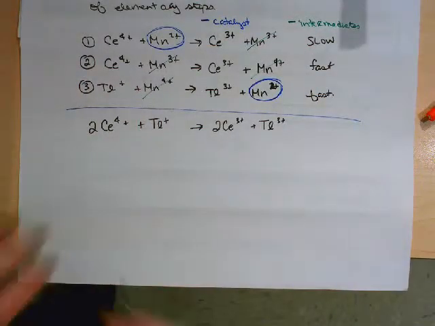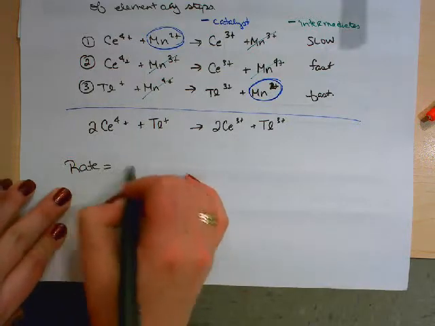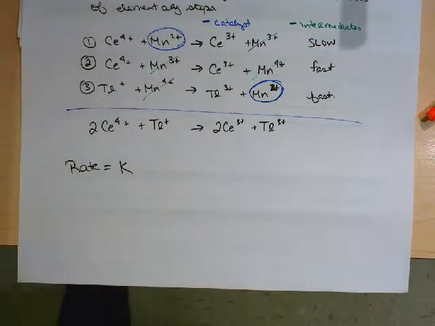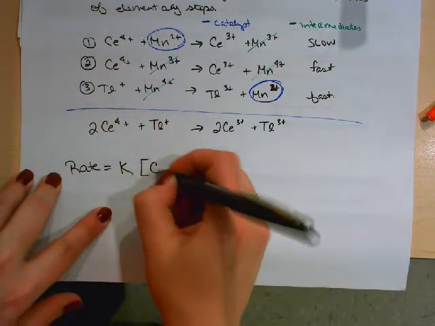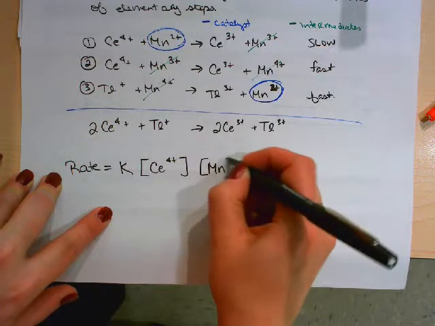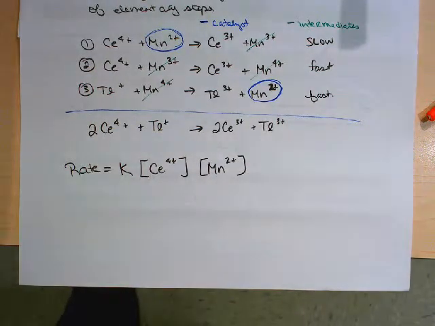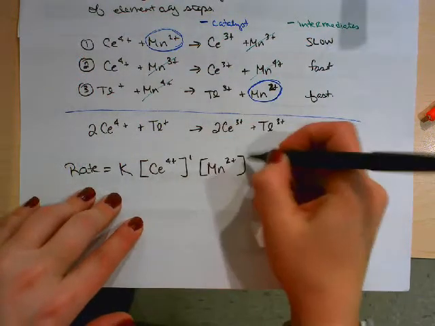Last thing, if I wanted to write the rate law for this, which equation do I use? 1, 2, or 3? I use 1. Why do I use 1? It's the slow one, right? So we base it on the elementary step that's the slowest. What exponents does the cesium and manganese have? They're both 1.